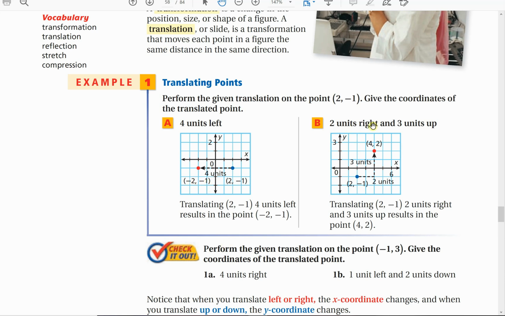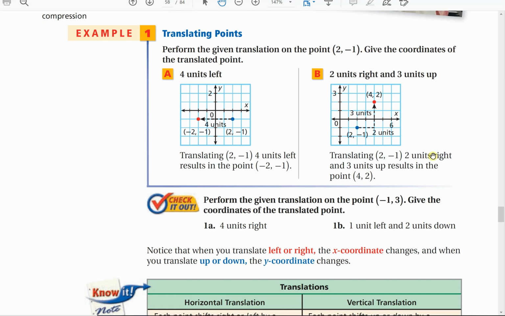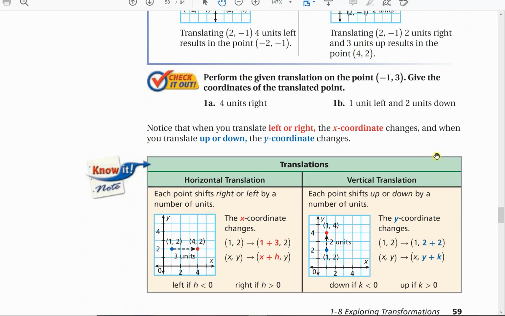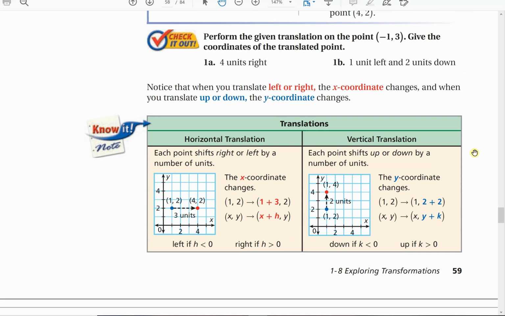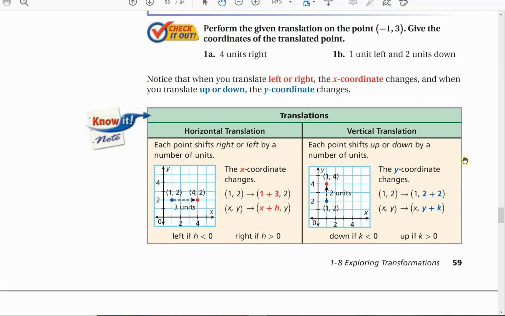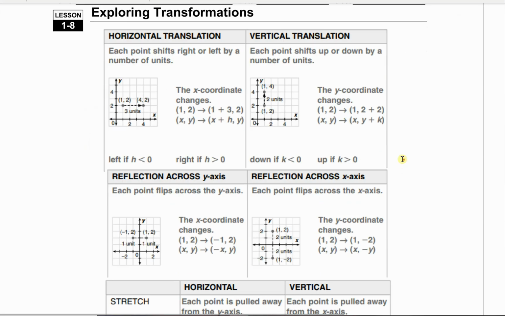And if I want to move it 2 units right and 3 units up, I can do that. I can move 2 to the right, 3 up. So I go from 2, -1 to 4, 2. Notice that when you translate left or right, the x-coordinate changes, and when you translate up or down, the y-coordinate changes. So this leads to this general formula, and it's also on your note packet here.